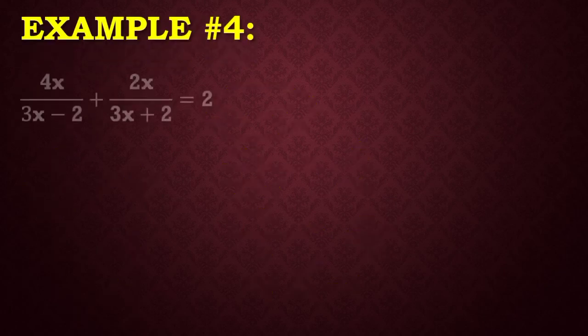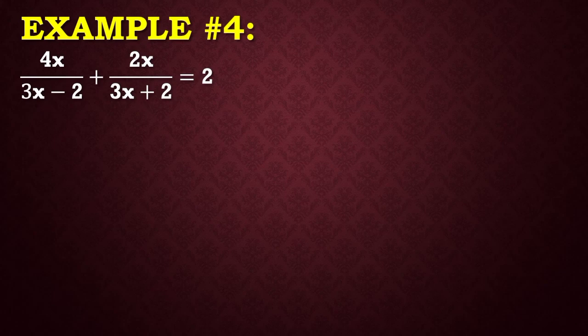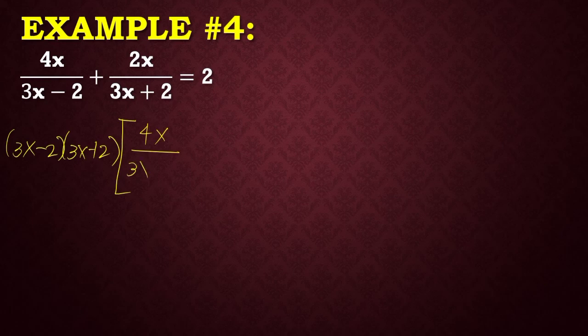tama. So for example number 4, 4x all over 3x minus 2 plus 2x all over 3x plus 2 is equal to 2. So para mas madalian na lang kayo, ganito na lang ang gagawin natin. So sulat natin LCD na 3x minus 2 tsaka 3x plus 2. Ayan. Tapos, i-rewrite natin yung given equation, 4x over 3x minus 2 plus 2x over 3x plus 2 is equal to 2.